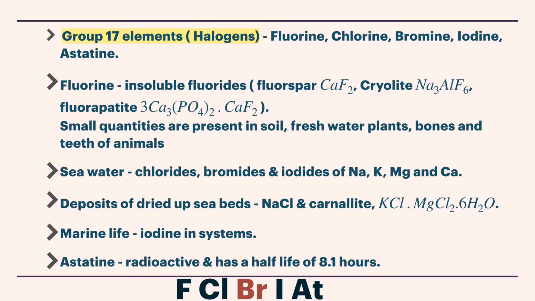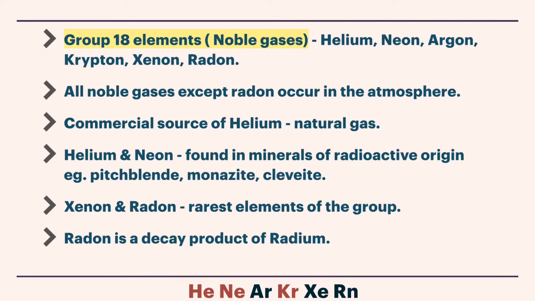Okay, so now we'll see the group 18 elements. Next is group 18 elements. They are also called as noble gases or inert gases or zero group elements. Okay, now we'll see the members of this family. First one is helium, next is neon, then argon, next krypton, xenon and radon. Okay, so hopefully once again, helium, neon, argon, krypton, xenon, radon.